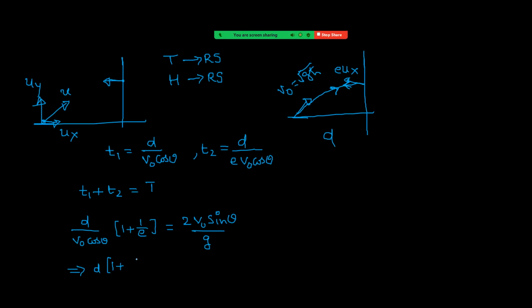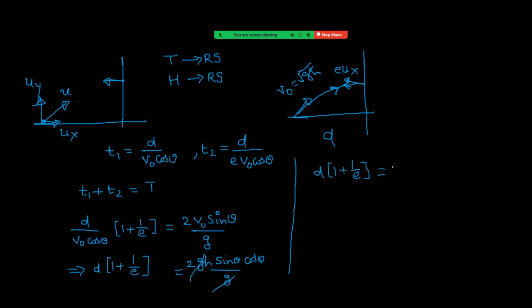Then see what we can do here. d into 1 plus 1 by e is equal to 2 as usual, v naught into v naught square, and v naught is given as root gh. So v naught square is gh, sin theta cos theta upon g. g gets cancelled. d into 1 plus 1 by e is equal to h sin 2 theta.